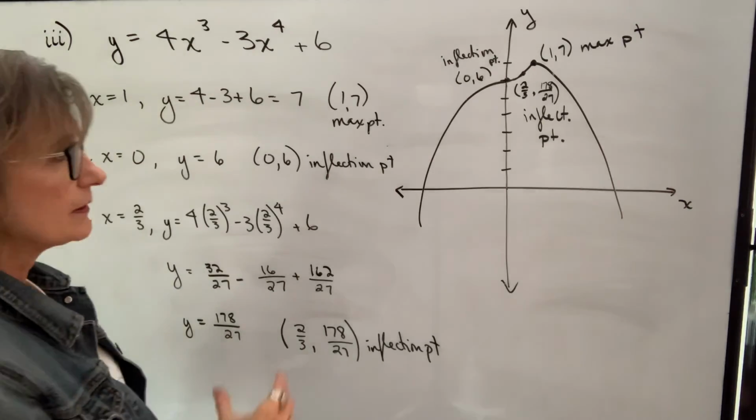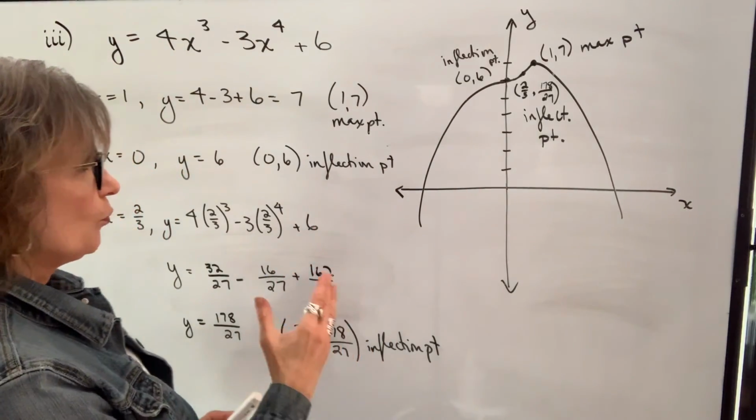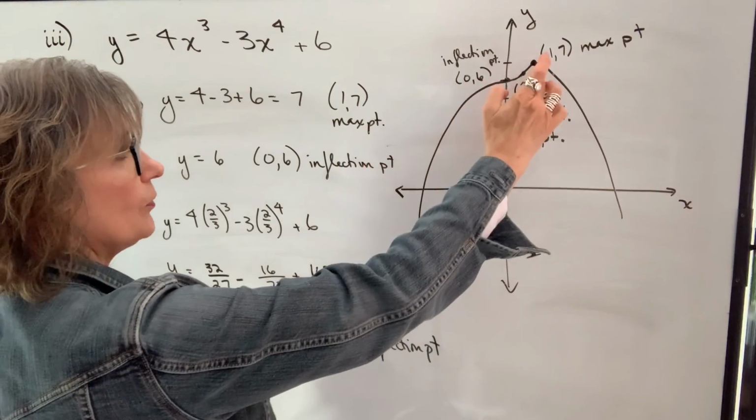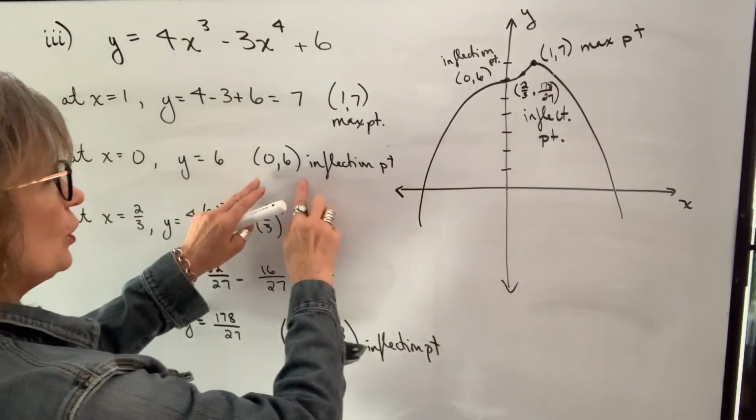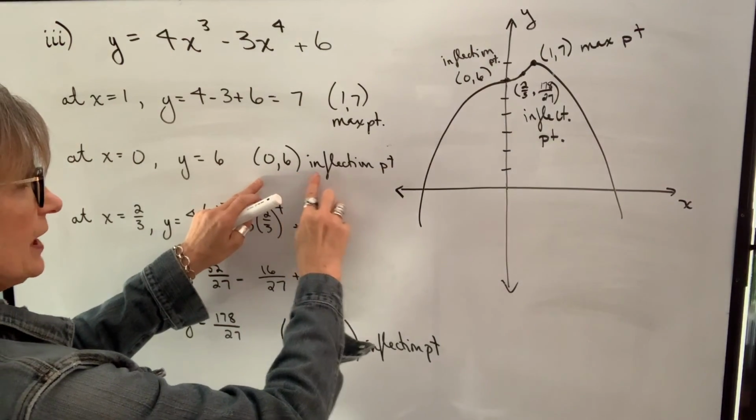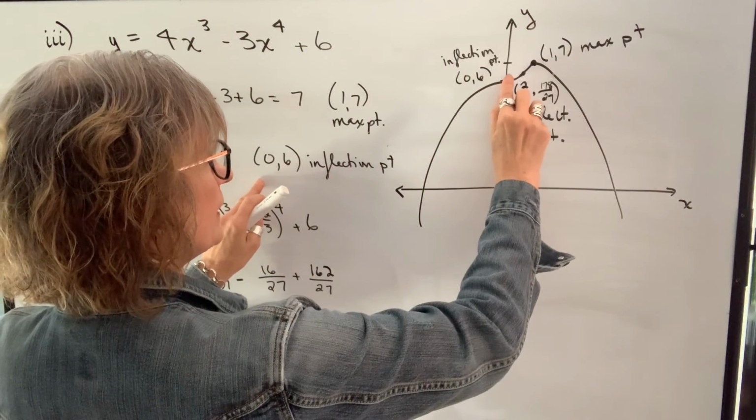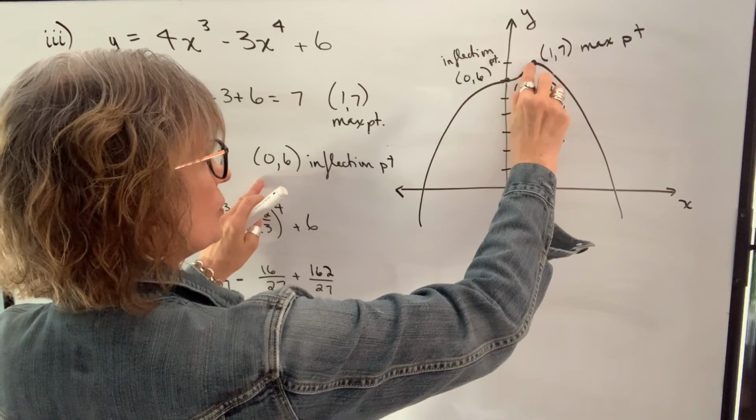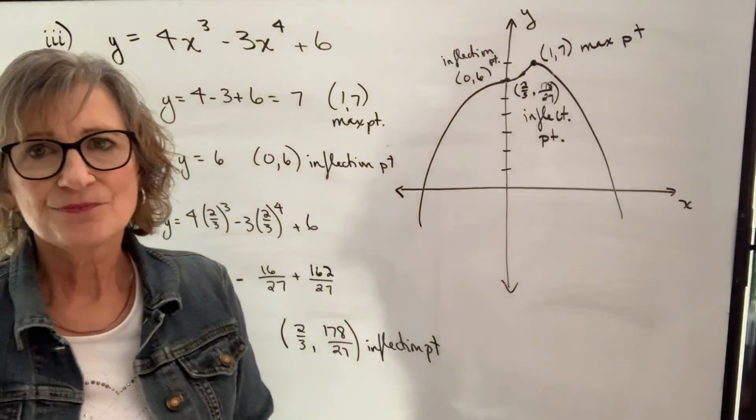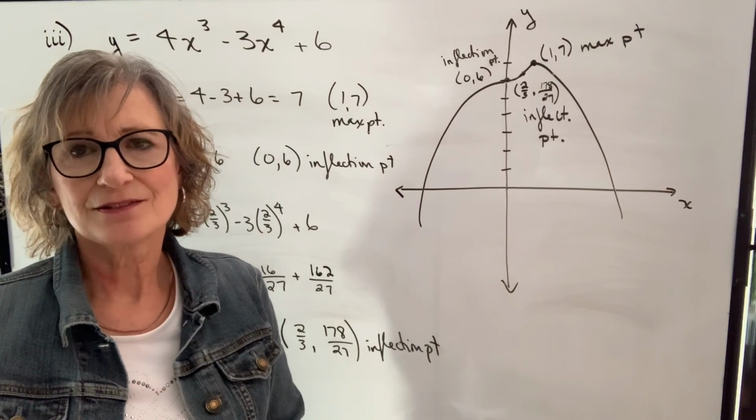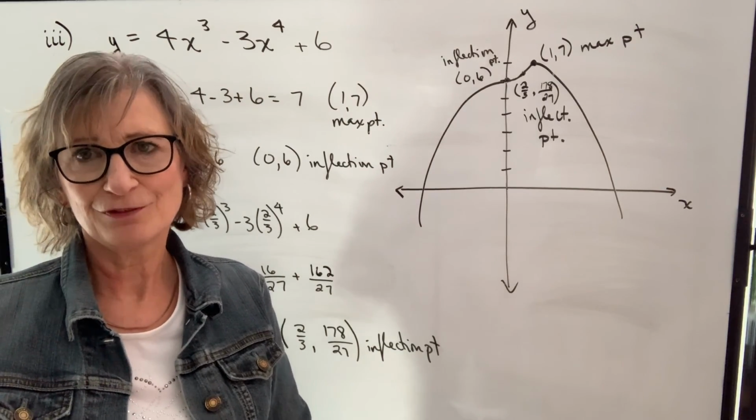So if we use those pieces of information, we know that the function is increasing all the way up to the max point, and then it's decreasing. However, we know that the function was concave down up to this point, then it changed to concave up, and then it changed again to concave down. So there's a graph with those 3 significant points: max point and two inflection points.